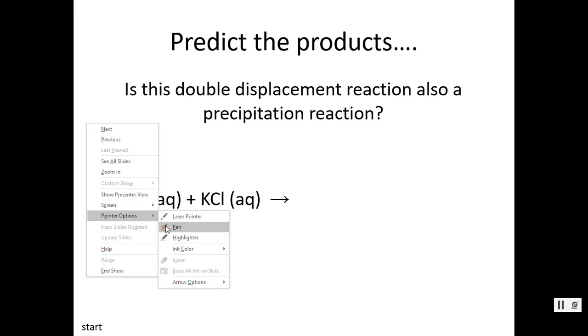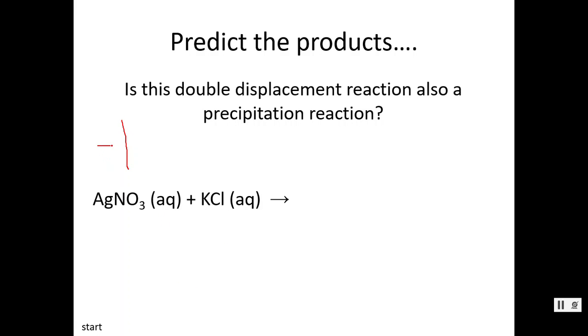So let me get my little pen again, because I need to do my little crisscross to predict my products. In a double displacement reaction, we said the cation of one species pairs with the anion of the other. In this case, for our first reactant, silver nitrate, Ag is the cation, and that polyatomic nitrate is the anion. And so I'm writing the cation and anion for that species, symbol and charge. And I'm going to do the same for the second molecule, cation and anion with their charge.